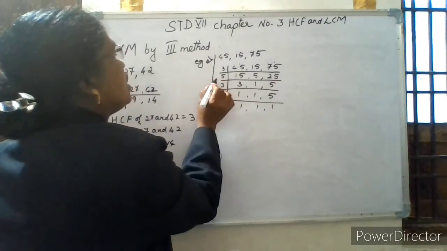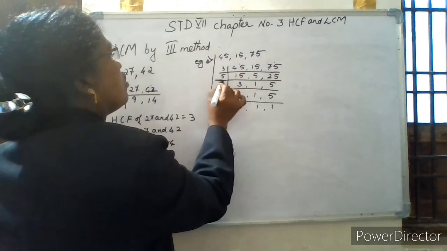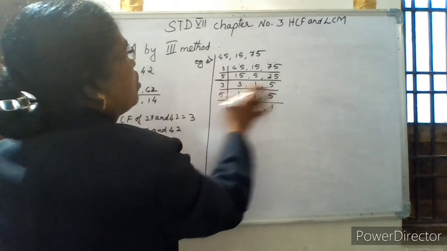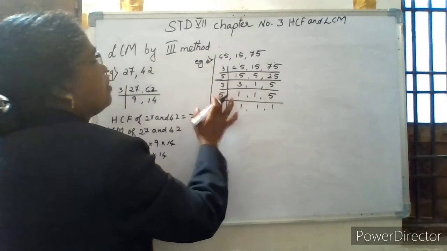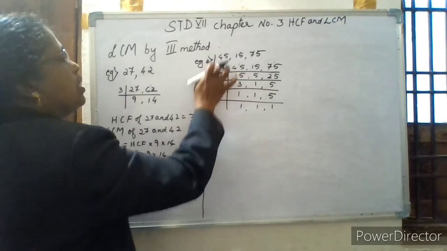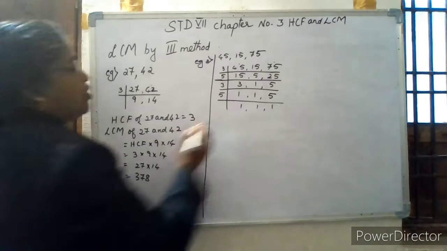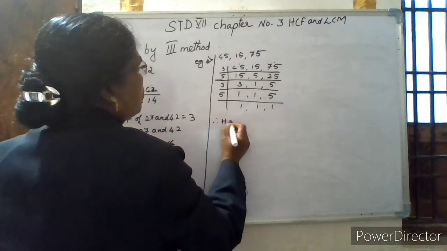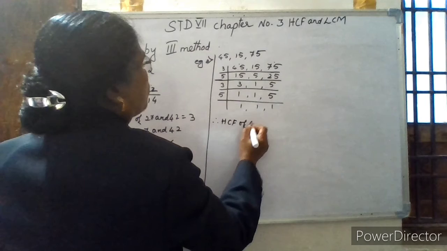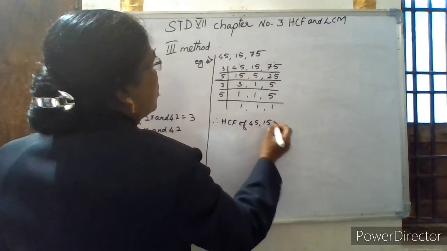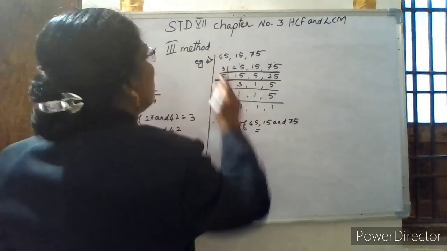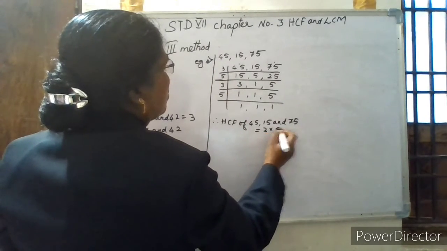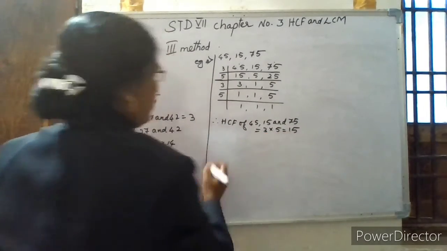Up till here it was the common divisible part. We divided by 3, then by 5. So up till here this is the HCF. Therefore, HCF of 45, 15 and 75 is equal to 3 into 5, that is equal to 15. Now what is the LCM?